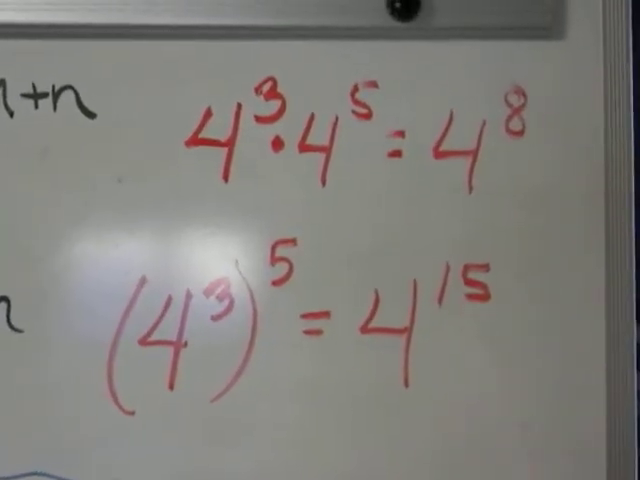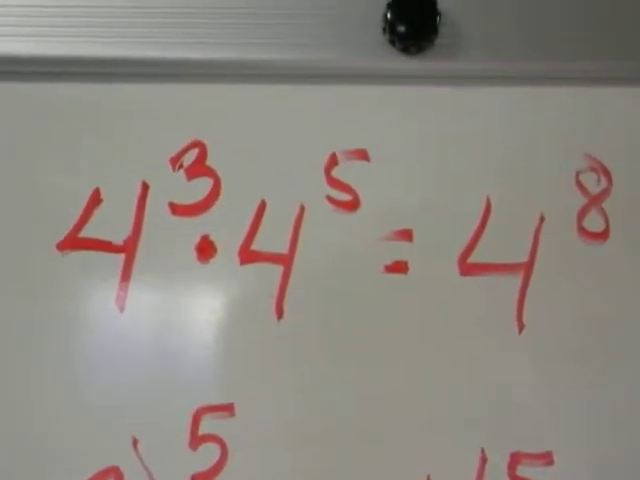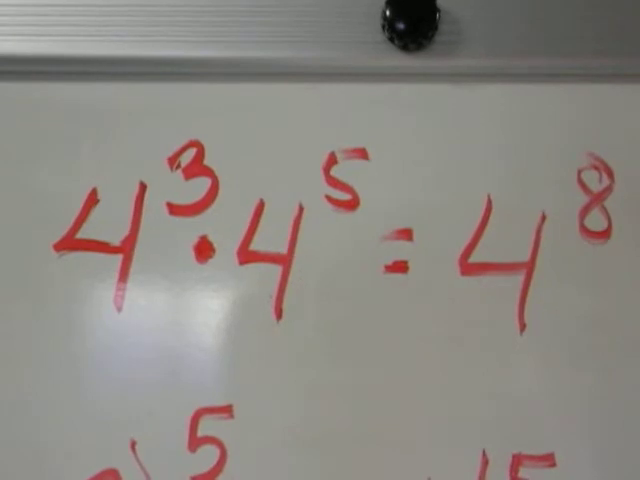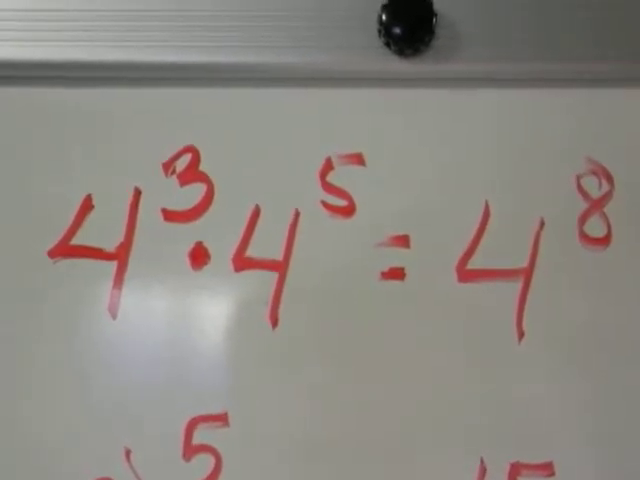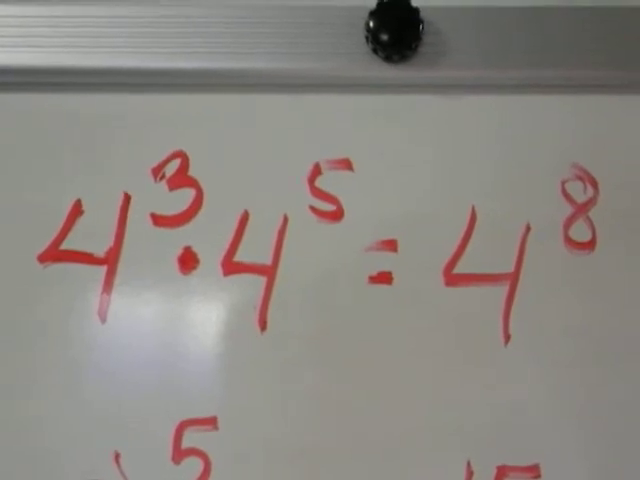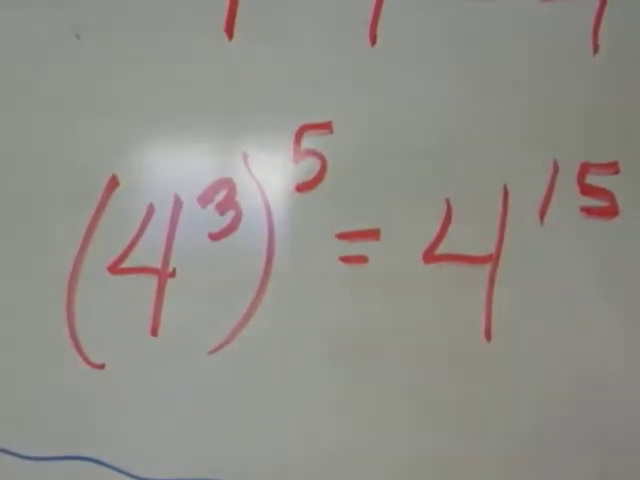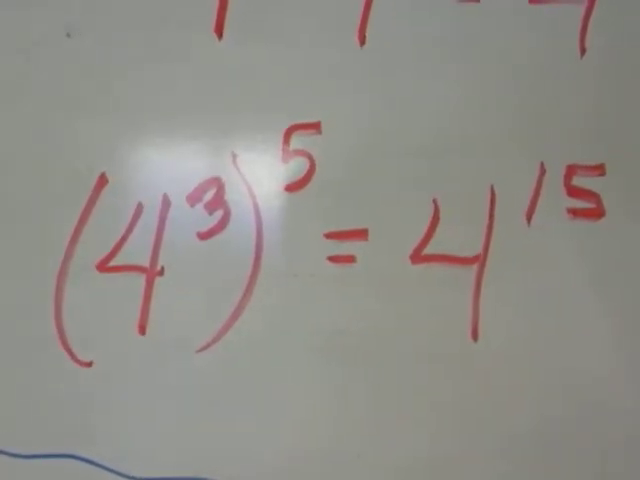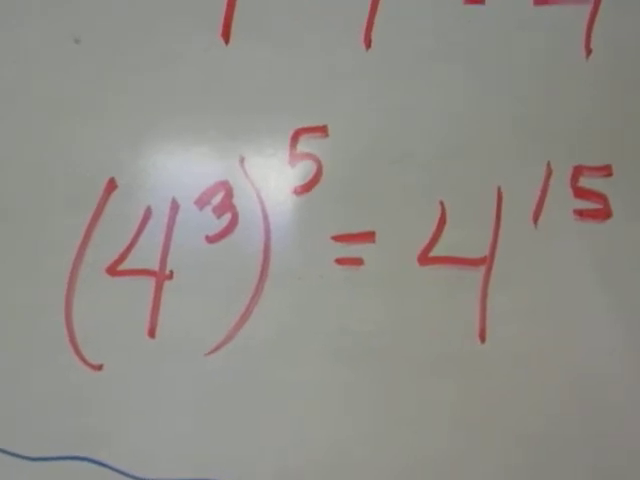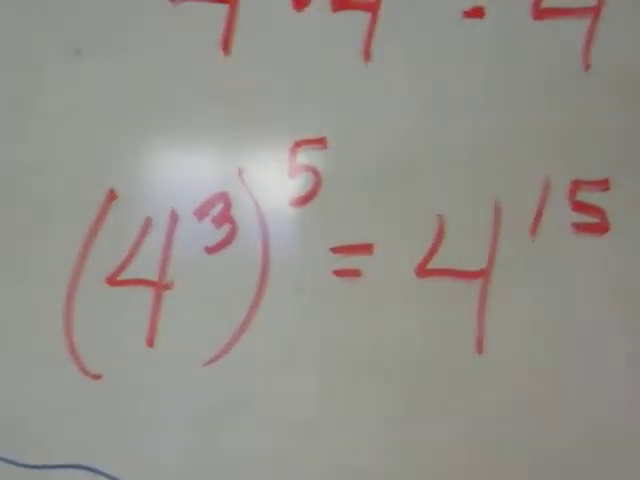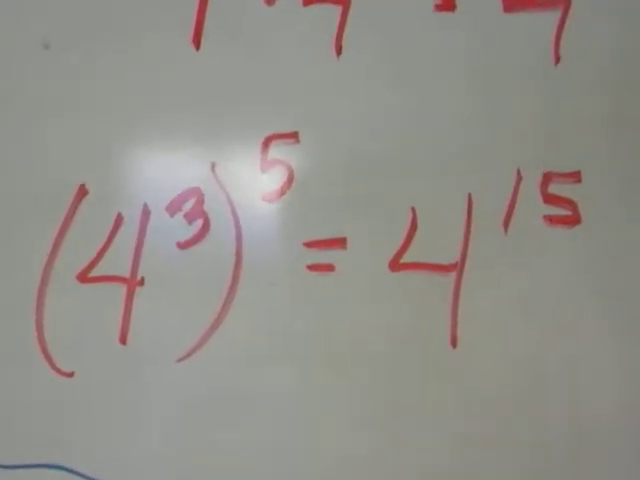See how I have a common base of 4. 4 to the third times 4 to the fifth is the same as 4 to the 3 plus 5. 3 plus 5 is 8, so it simplifies to 4 to the 8th. Let's take that same base of 4 and the exponents of 3 and 5. 4 to the third power, that term raised to the fifth power, is the same as 4 to the 3 times 5, or 4 to the 15th power.